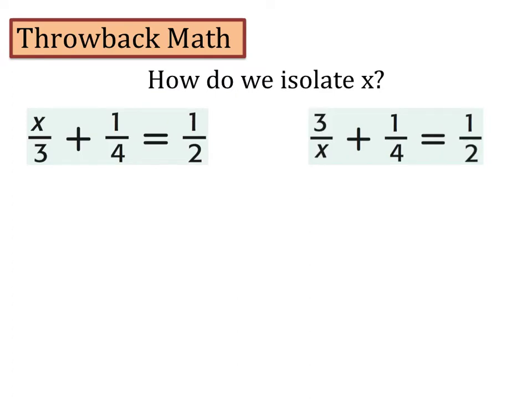In this section, we're going to be adding fractions with uncommon denominators. Now, this is different than expressions because now we are dealing with rational equations. So in order to isolate x, here are the steps we want to do. The first thing we want to do is to find the lowest common denominator of all the fractions.